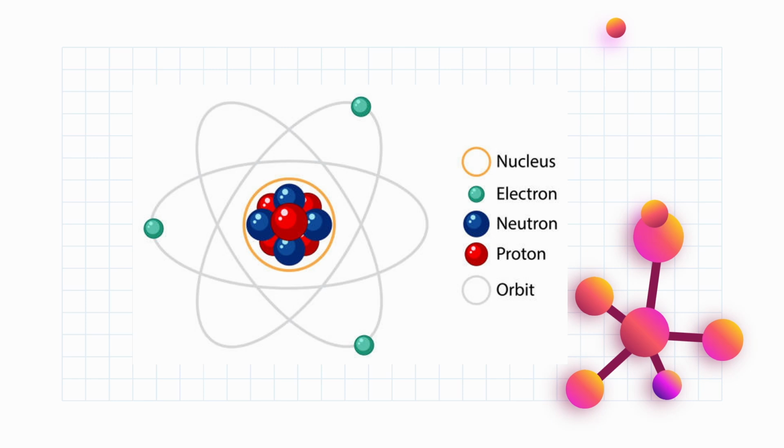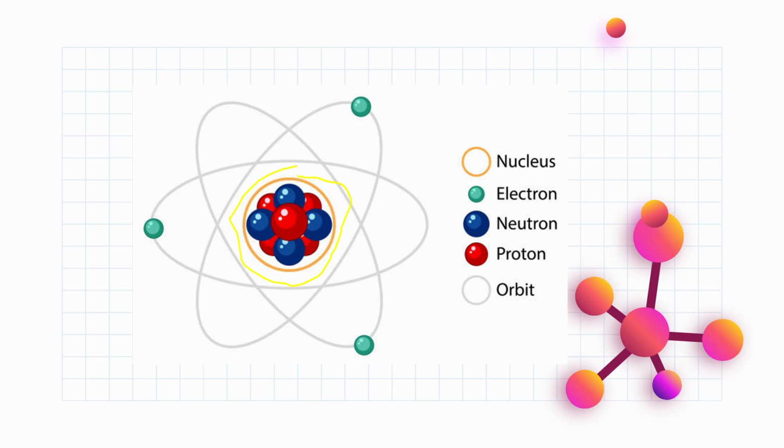Here, we can see a diagram of an atom, which is the tiniest building block of all matter. That means everything around you, your clothes, your desk, even the air, is made up of atoms. Let's break it down. In the center of the atom, we have what we call the nucleus. So this one.